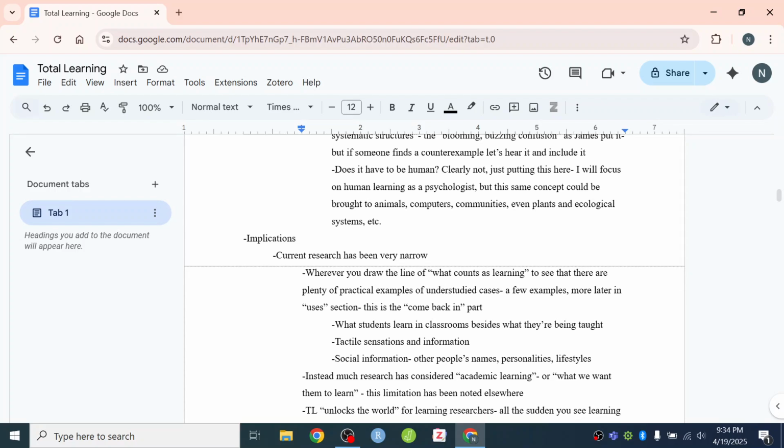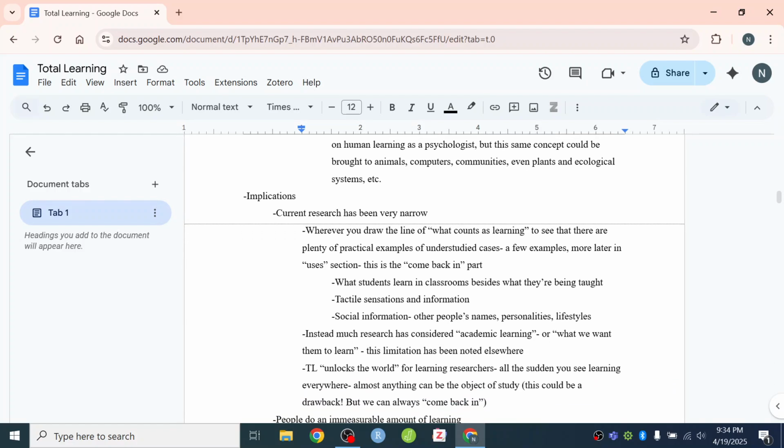Again, much research, as I've discussed, has considered quote unquote academic learning, or quote unquote what we want them to learn. And certainly, I'm not the first person to point out this limitation. It's been pointed out elsewhere by people coming from different theoretical frameworks. The total learning framework makes this point as well. And you can think about total learning as a kind of unlocking effect for researchers. Once you say, look, I'll accept anything as learning, you suddenly see a study everywhere you look. Almost anything could be the object of study.